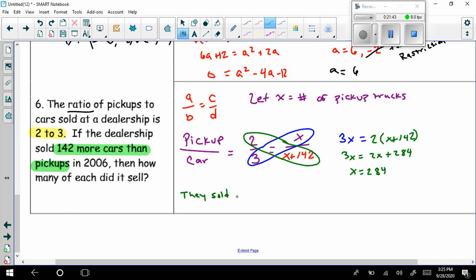All right, so the dealership sold, answering the question, 284 pickups and adding 142 to that, 426 cars. Make sure you answer the question. Okay, and that's it. Have a good night.